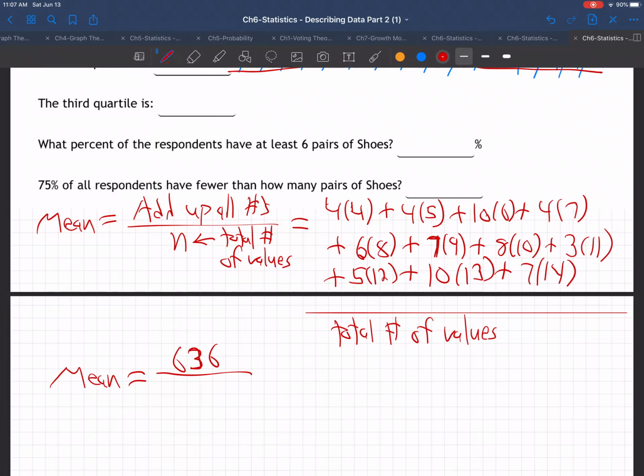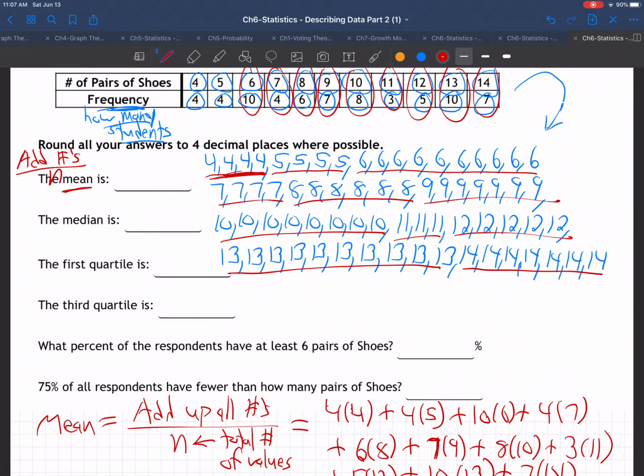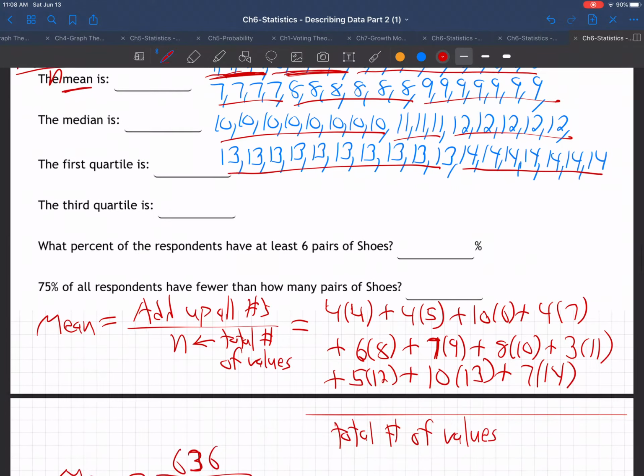Now, what's the total number of values? Well, how many 4s are there? There's 4 of them. How many 5s are there? There's 4 of them. Where do we get those numbers? Here. It's the frequency numbers, because that tells you how many students said those number of shoes. So we just add up the frequency numbers.